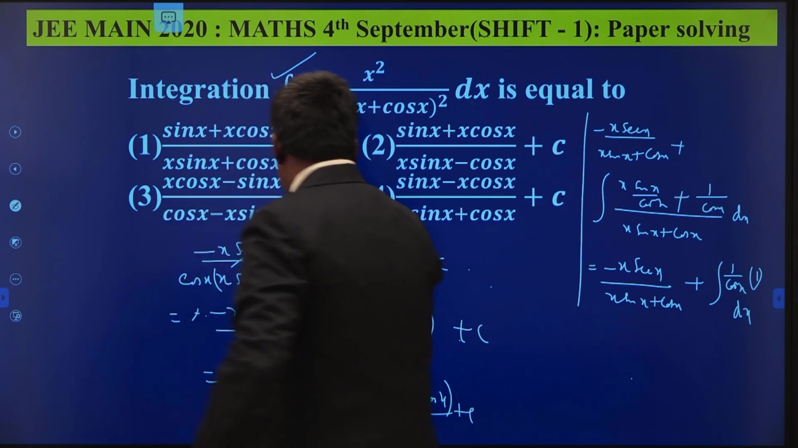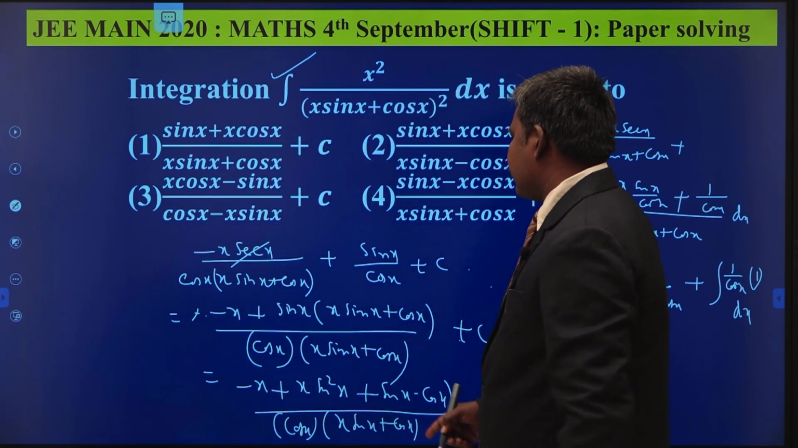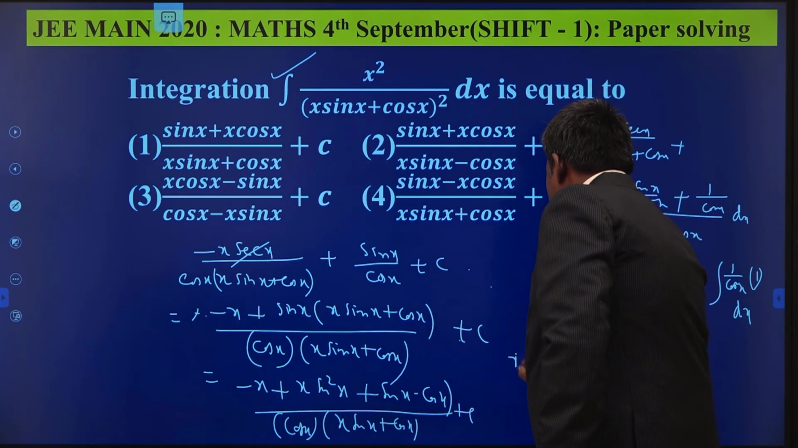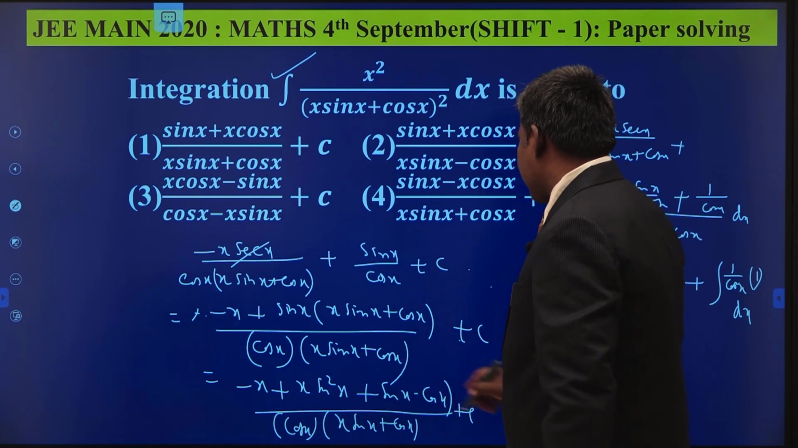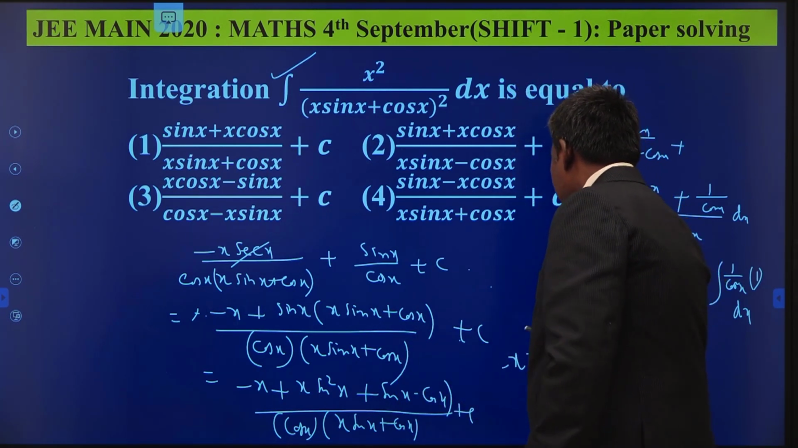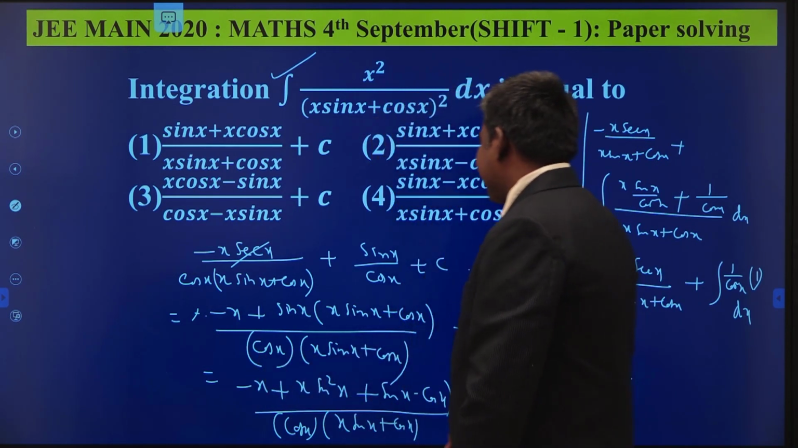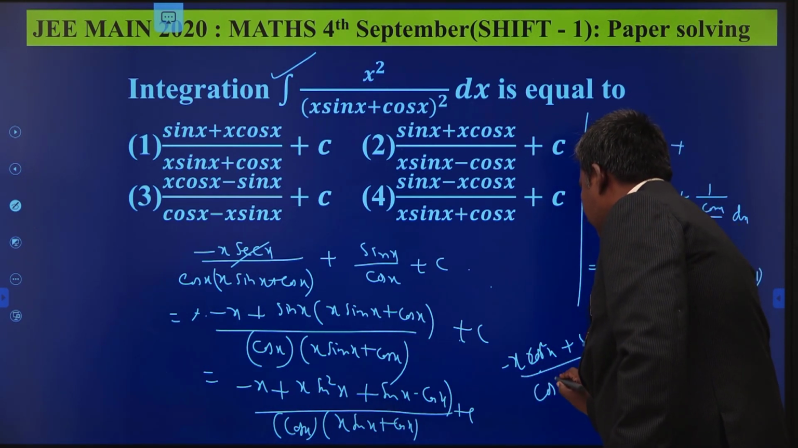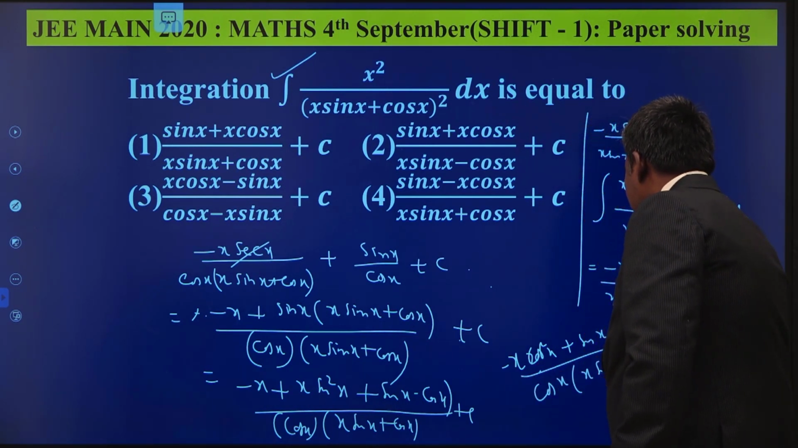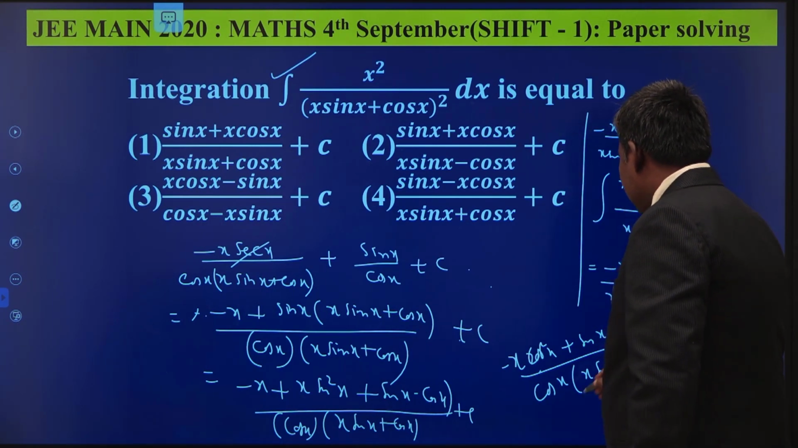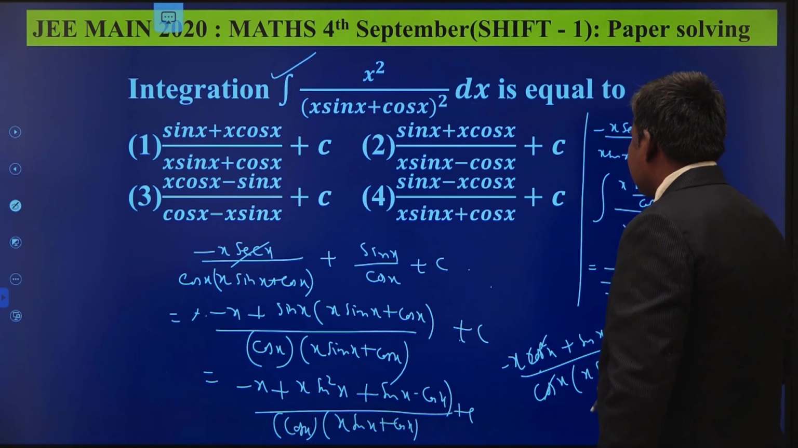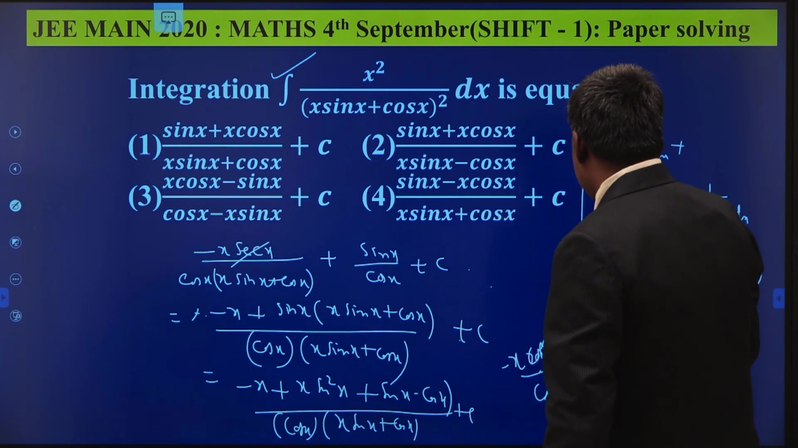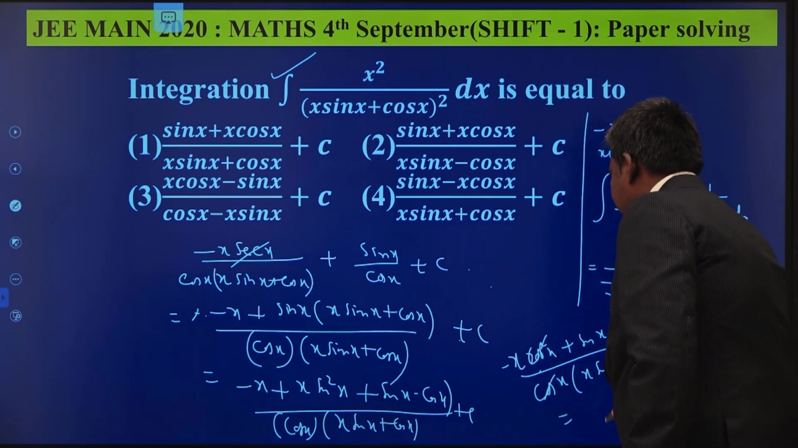plus c. See here, this is nothing but minus of 1 minus sin square x, minus x into 1 minus sin square x, minus x cos square x, minus x cos square x plus sin x cos x. This is, take minus common, x cos square x, sin x cos x whole divided by cos x into x sin x plus cos x. So cos x gets cancelled, minus x cos x plus sin x whole divided by x sin x plus cos x.